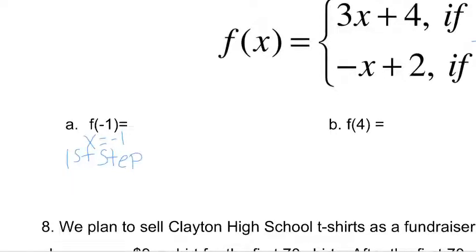So we're going to substitute it in. So we've got 3 times -1 plus 4. 3 times -1 is -3, plus 4 gives us 1. So our answer is 1.